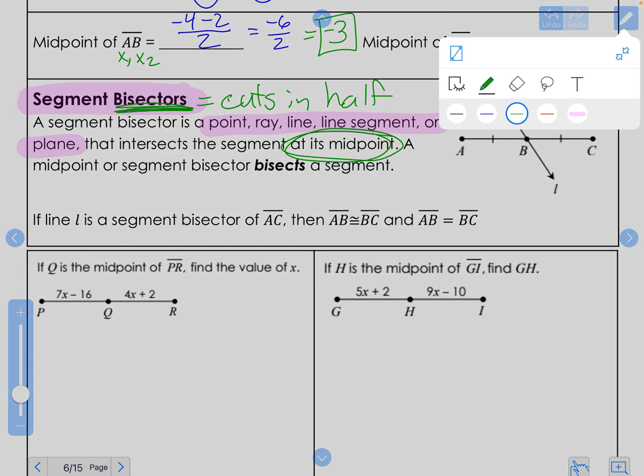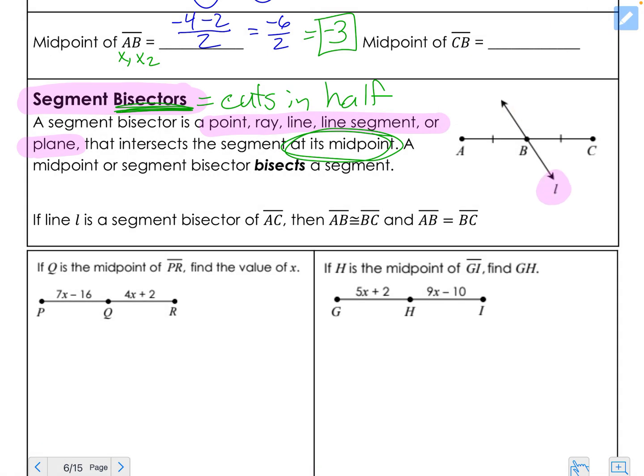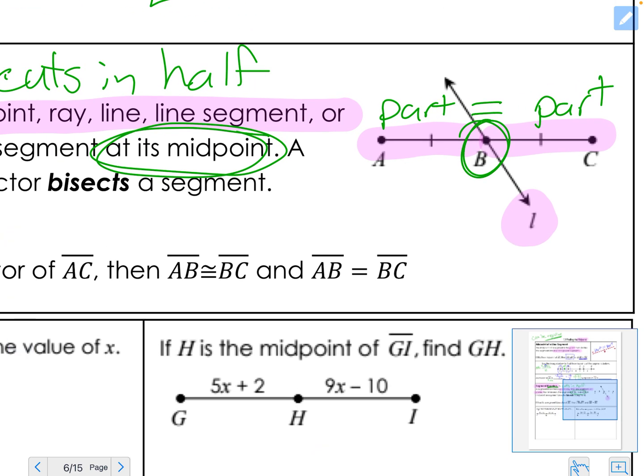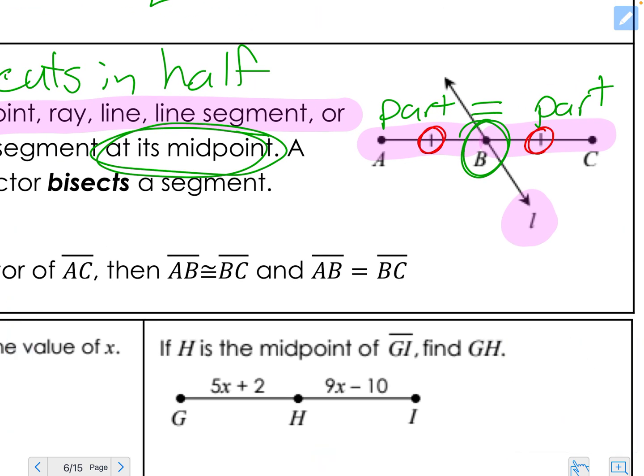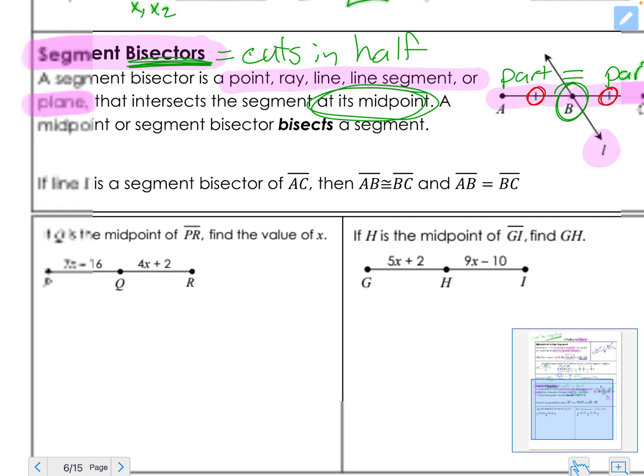If we're looking at this example here, line L is my segment bisector, and it cuts AC in half, and B becomes our midpoint. So this would be part equals part. And then one last little note. You see these little marks right here on the line? Those little marks tell us that AB is congruent to BC. You're going to see those markings a lot in geometry, but just know that they mean congruent.